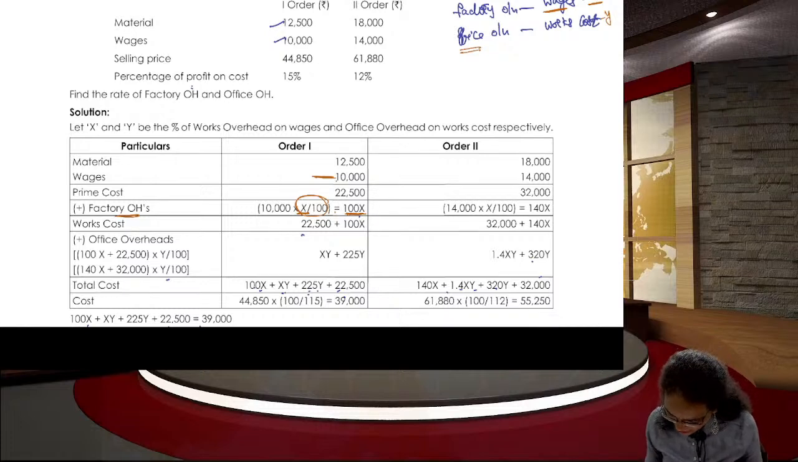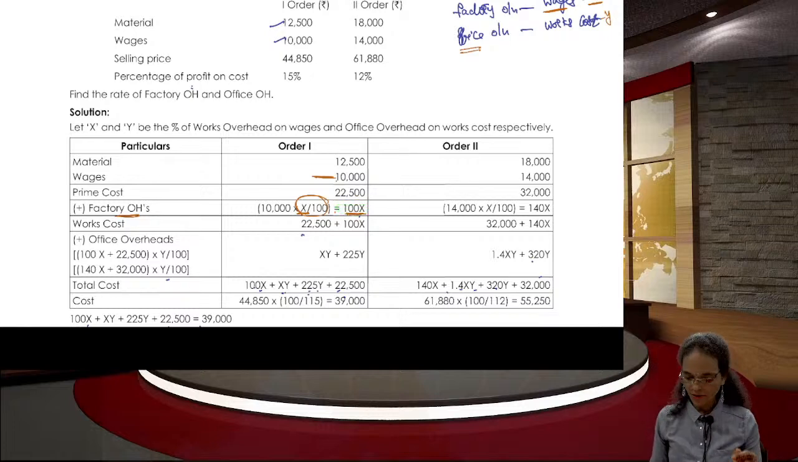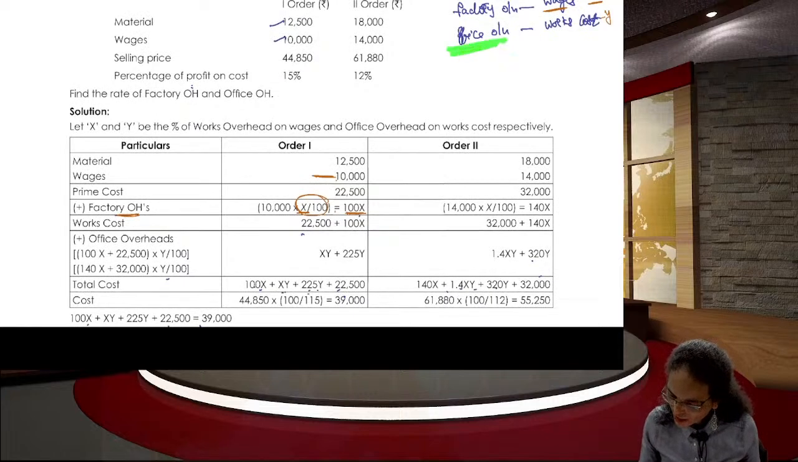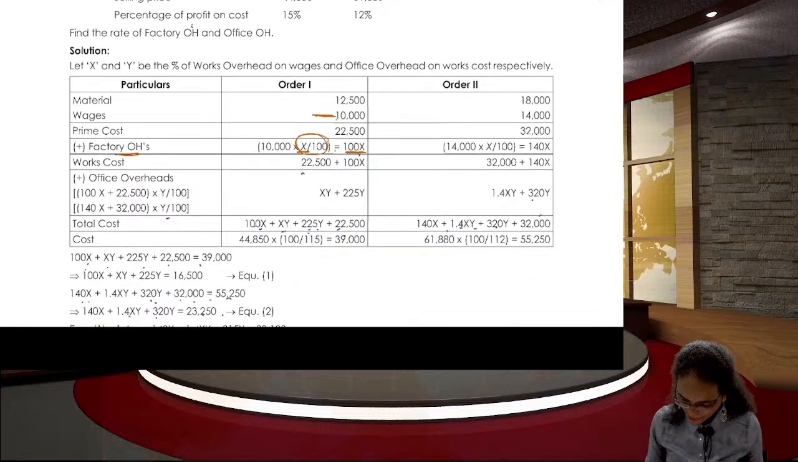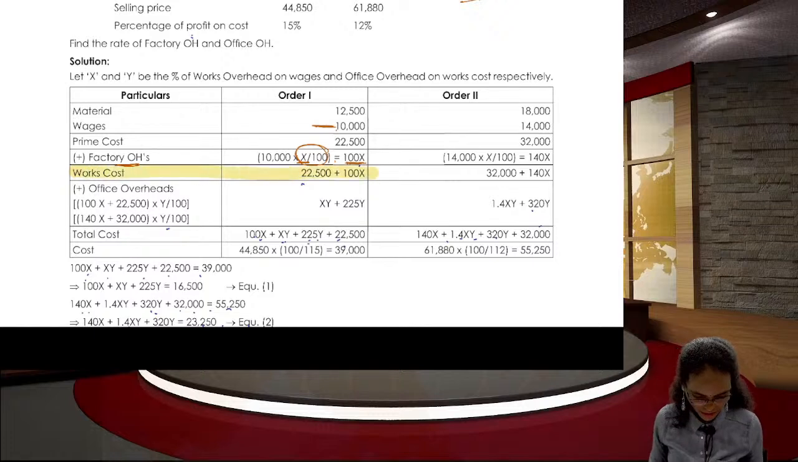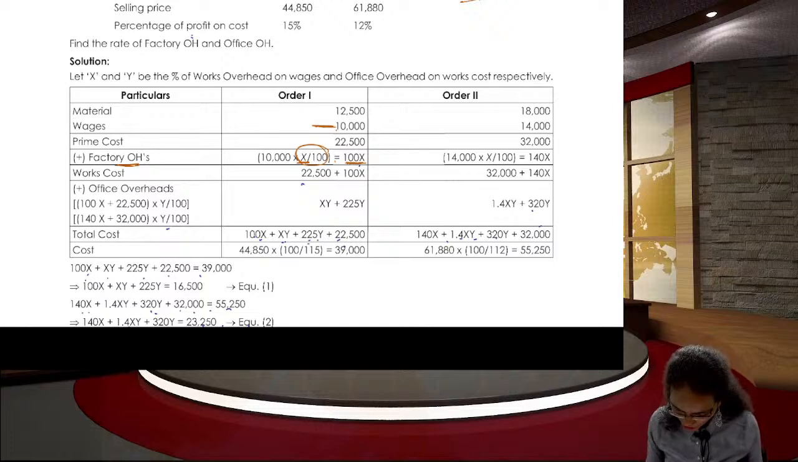So this prime cost plus factory overhead is nothing but the works cost. 2250 plus this 100X is nothing but the works cost. So you got the works cost. He said again, office overhead as a percentage of the works cost. What is the works cost? This one is the works cost. So how to write here?